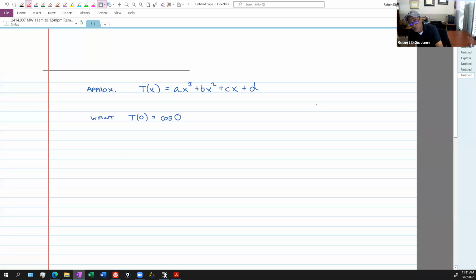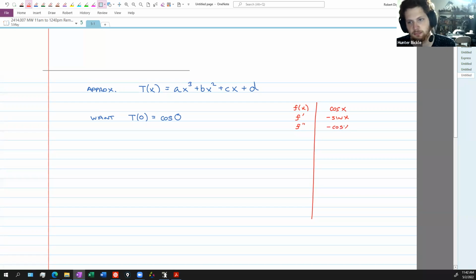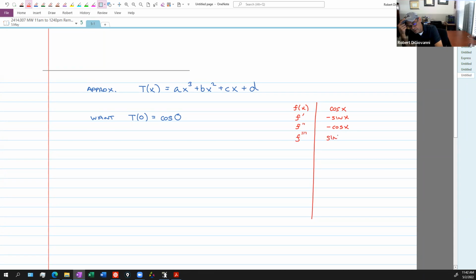Now, I need to know the derivatives of cosine, so I'm going to put them over here. Here's cosine x, my original function f. What's the derivative of that? Negative sine x. What's the second derivative of that? Negative cosine x. What's the third derivative of that? Positive sine x. And let's get a fourth derivative just in case. We'd be back to cosine x, but we could continue this.